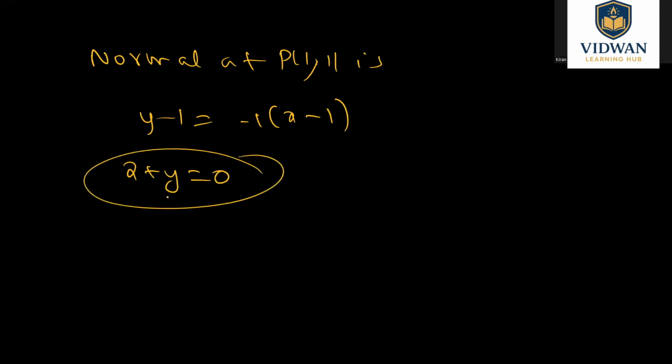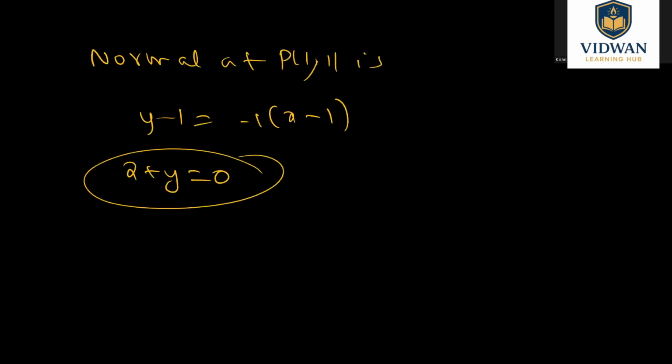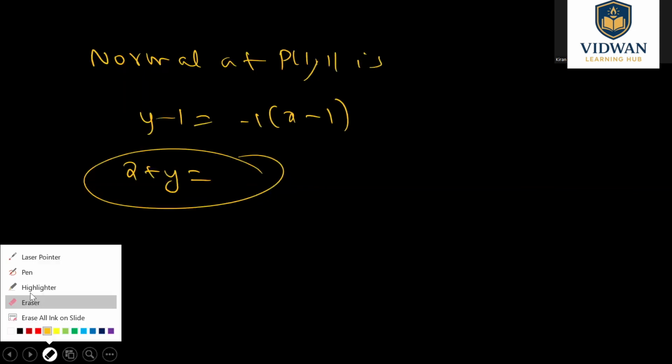So now they are saying this cuts the curve. The normal to the curve cuts it at some other point. Is that true or not? And in which quadrant is it? Sir, is it x plus y equal to 2? 2, sorry. Yeah, it is 2. X plus y equal to 2.